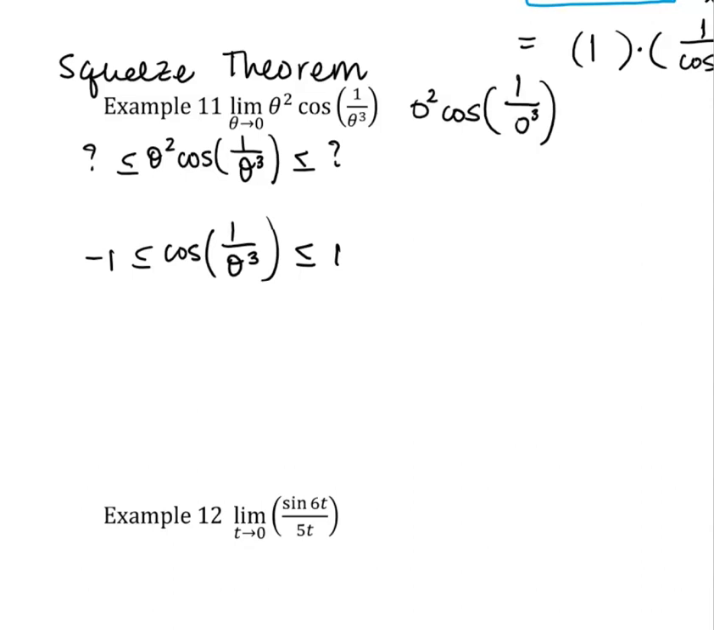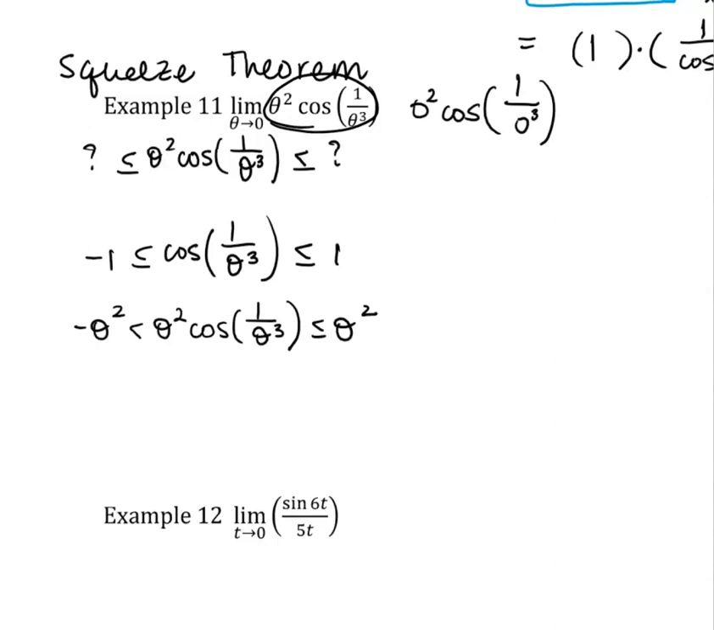So now that we have that bounded, I'm going to come through and multiply everything in this inequality by theta squared. I'm doing that because I want to get that function theta squared cosine of 1 over theta cubed. I want this function here. So everything has been multiplied by theta squared. So now we have something that looks like the squeeze theorem. We have a small function, we have a big function, and we have a function in the middle.